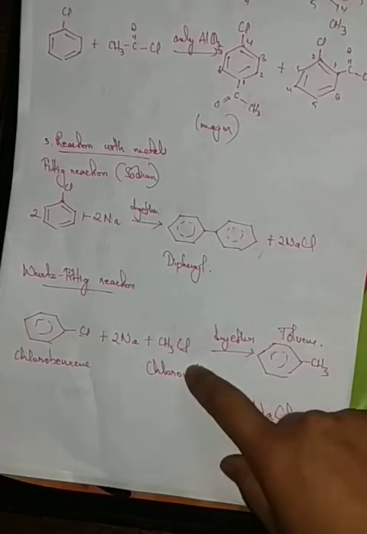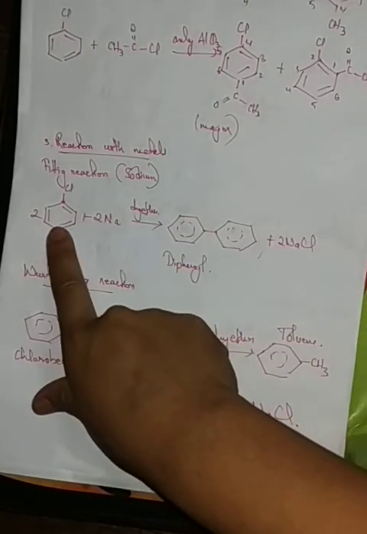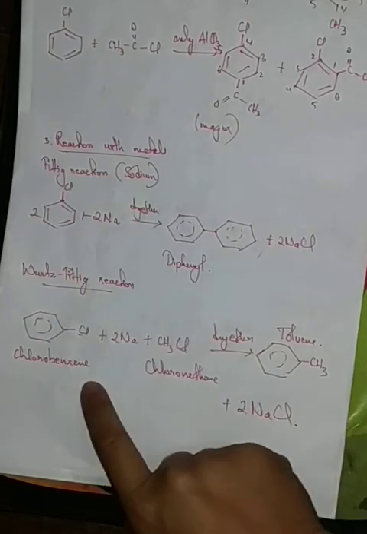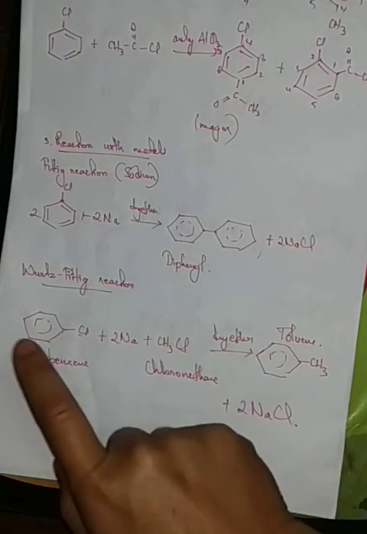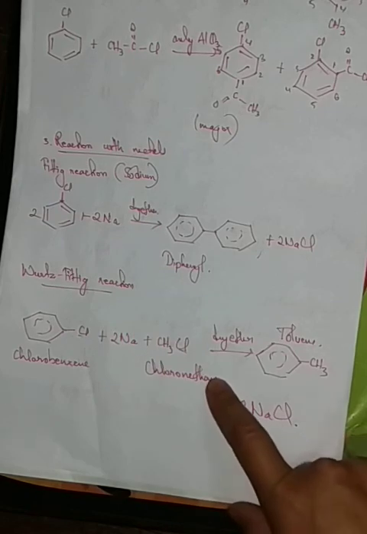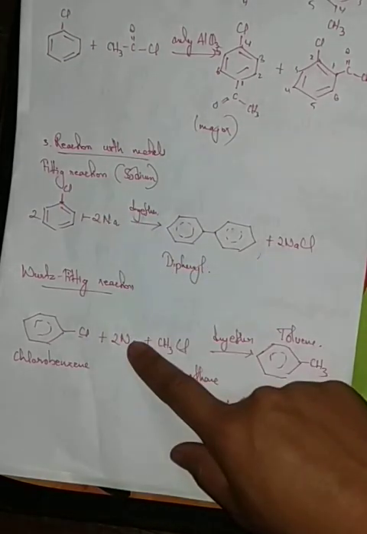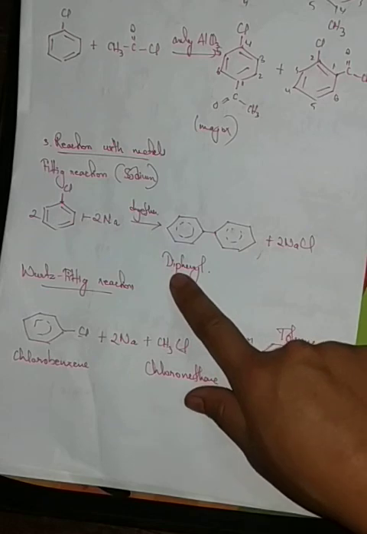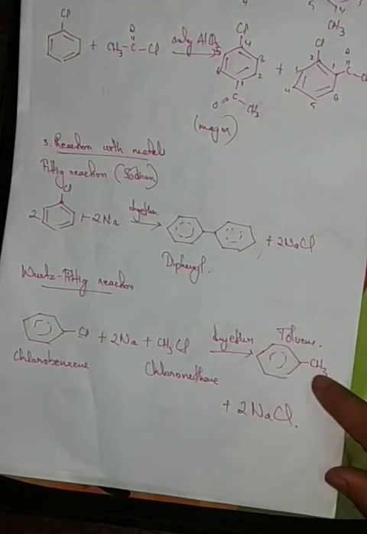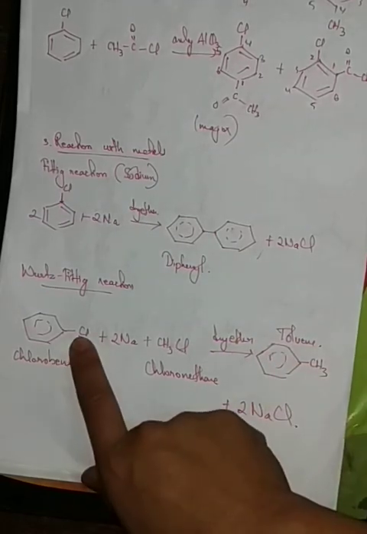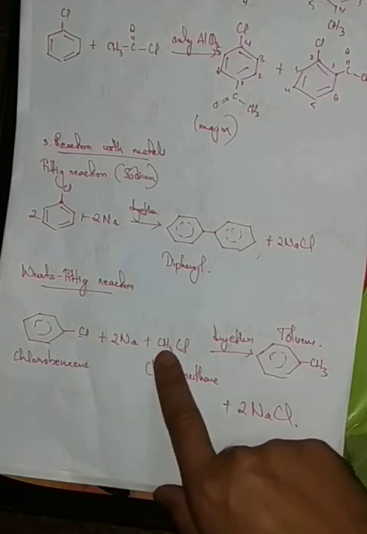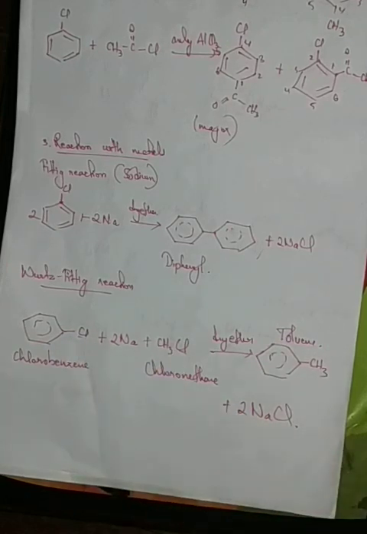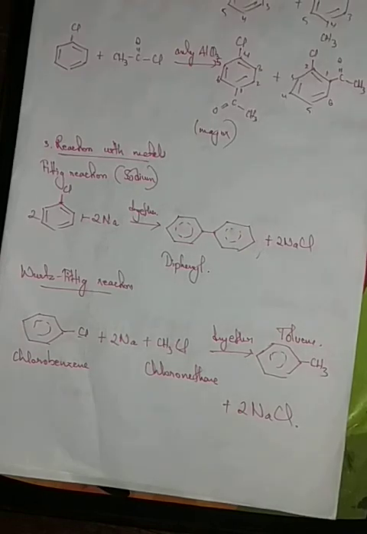The difference here is that in the Fittig reaction, we are using 2 moles of haloarene, whereas in the Wurtz-Fittig reaction, we are using a haloarene as well as a haloalkane in the presence of sodium and dry ether. Here we are getting diphenyl, here we are getting toluene, when the halogen atom is replaced by the alkyl group from chloromethane. Therefore, with this, I'm ending our unit 10, the unit of haloalkanes and haloarenes.